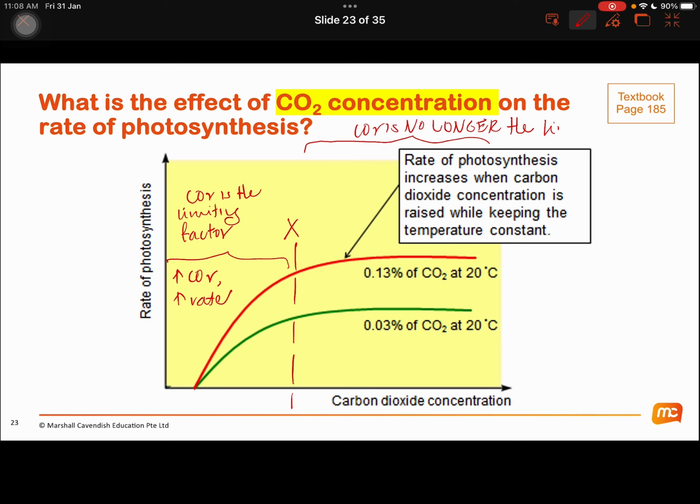the limiting factor. We can compare between these two setups, one that uses 0.03% of carbon dioxide and the other at 0.13%. So you can see that when carbon dioxide increases, the rate of photosynthesis increases as well. But after a certain point, it no longer increases the rate of photosynthesis. As you can see, the graph remains the same beyond this point.